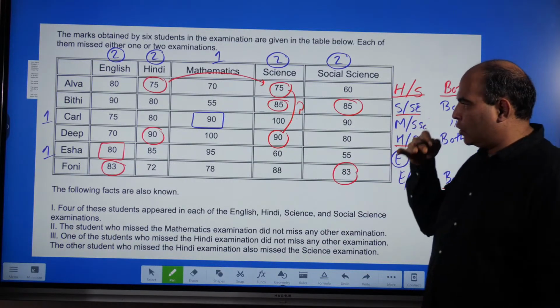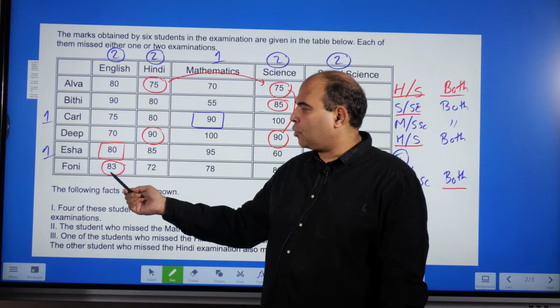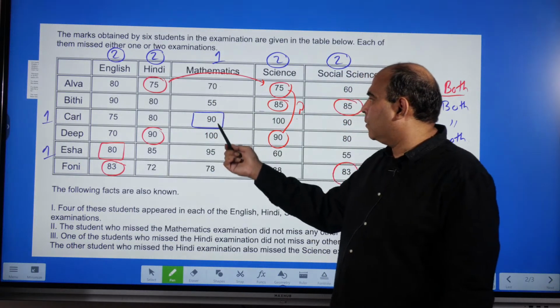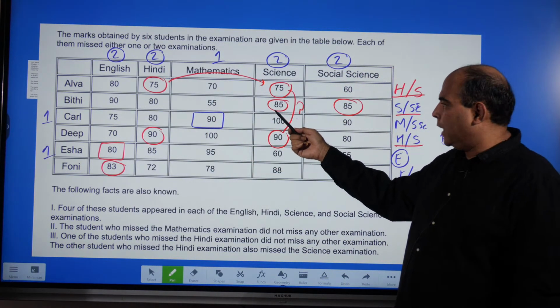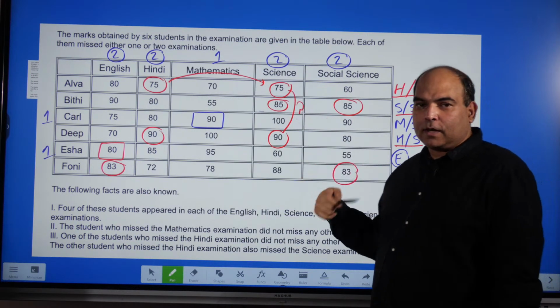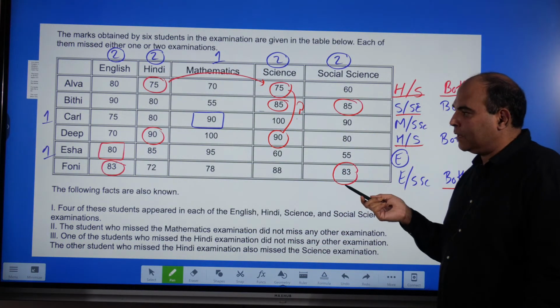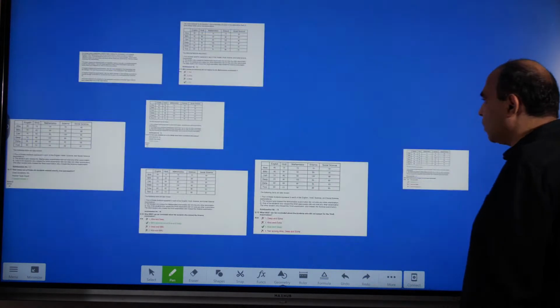So if you look at what situation you are now in, you have been able to identify the two missings on the English column. The Hindi column is identified. The mathematics column is identified. The science column is partially identified. 85 is a missing value. And between 75 and 90, the other one of them is a missing value. And social science, you've been able to identify the two missings. So you're done with the question and you now go and score the marks.